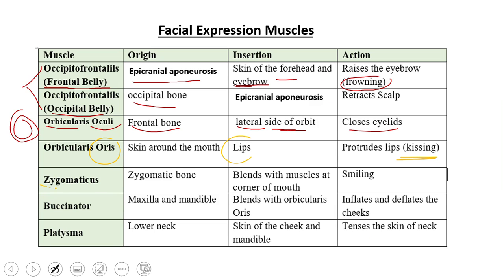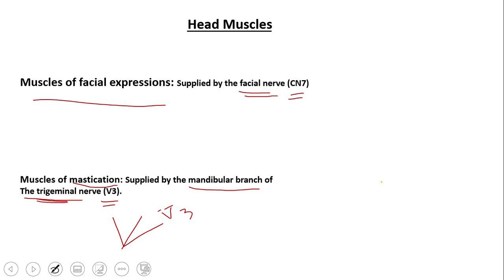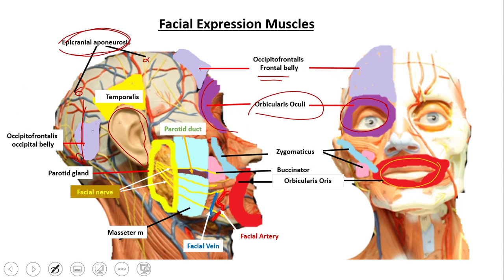Then we have the zygomaticus muscle. As its name indicates, it comes from the zygomatic bone, but distally it blends with the muscles at the corner of the mouth. So if you imagine the zygomaticus contracting, it causes the smiling action. So here is the zygomaticus muscle. It comes from the zygomatic bone, attaches distally to the corner of the mouth. It is the one responsible for the smiling action, zygomaticus.